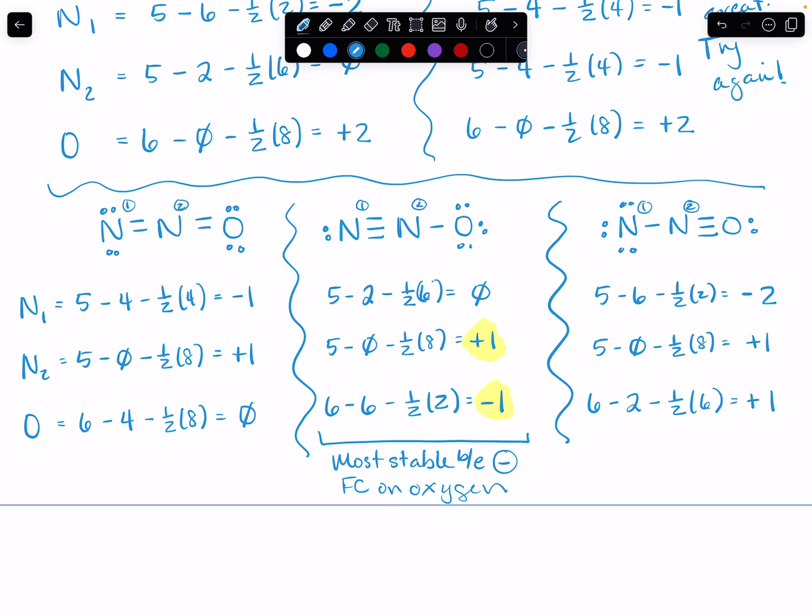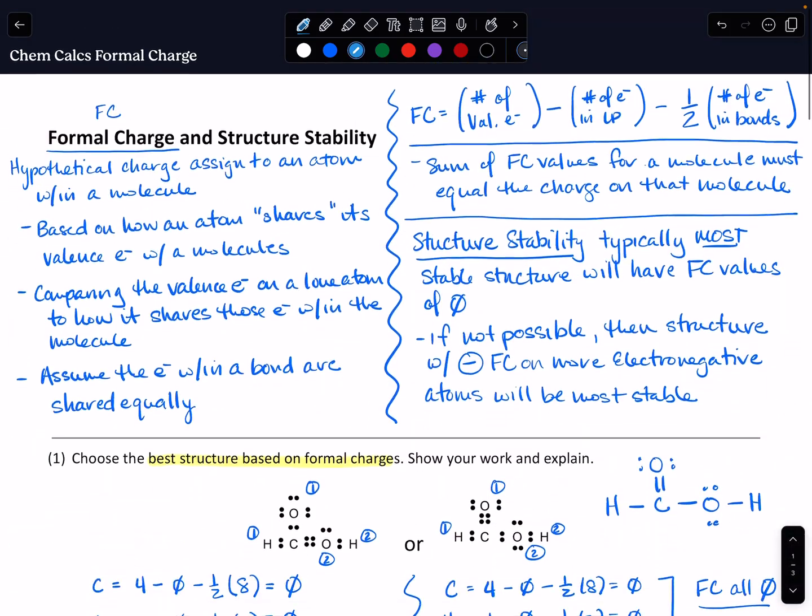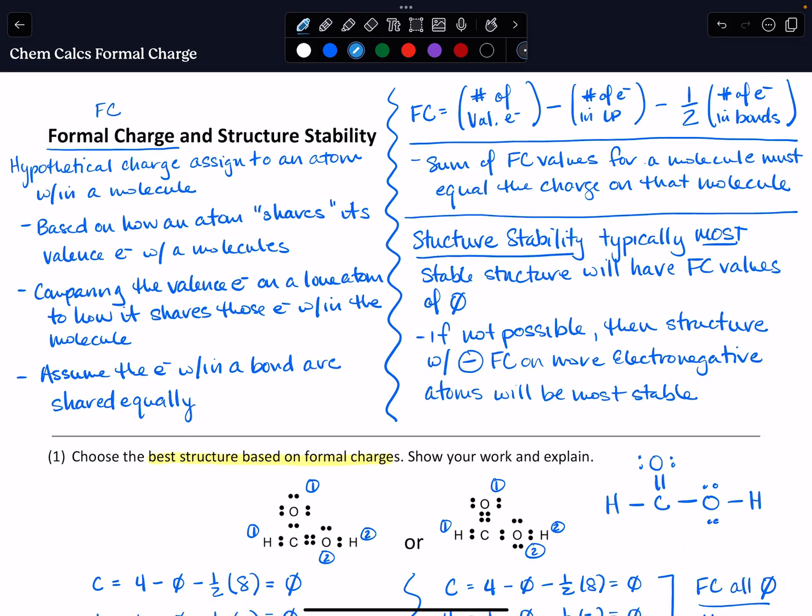Now the oxygen is not super happy, right? It would rather have the double bond, but it's okay. All right, so again, formal charge can be calculated if you know the valence electrons and you have your structure. So you know the lone pair electrons and the bonded electrons. It's hypothetical in that it's not a full transfer of electrons, but it can be used to give us an idea of which structure is going to be the most stable.